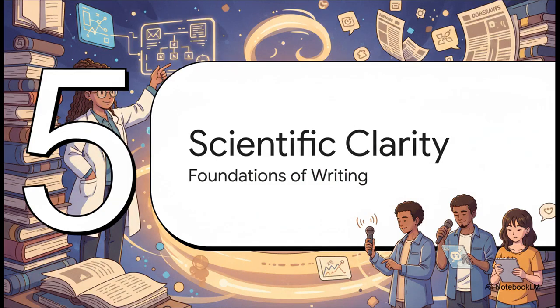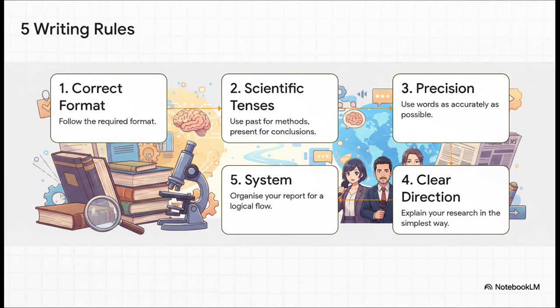All right, let's wrap this up. No matter what you're writing, all good scientific communication is built on a few core principles. So let's quickly go over the 5 non-negotiable rules for making your work clear and impactful. These are the fundamentals. 1. Use the correct format. Just follow the rules of the journal or style guide.